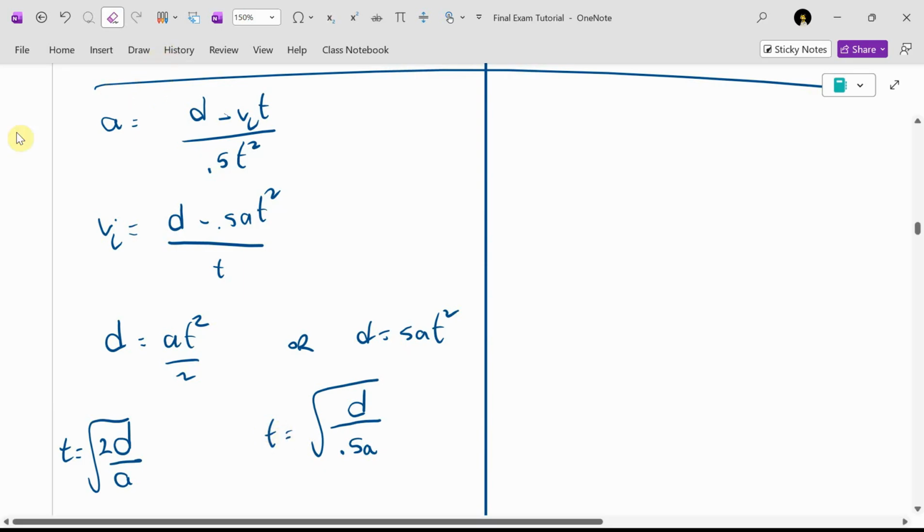Hey, I'll even tell you the possible wrong answers. One of the wrong answers would have a 0.5 on the top instead of on the bottom. One of them would have the A on the top, D on the bottom. One of them would be forgetting the square root. There's your 3 wrong answers.